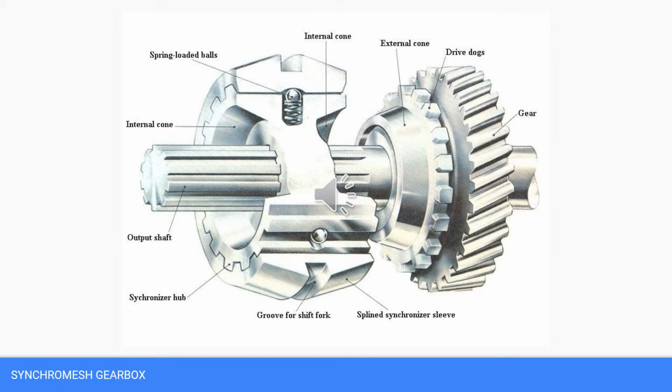The third type is the synchro mesh gearbox, which is the same as a constant mesh gearbox, but it has a built-in synchronizer mechanism which makes sure that the shaft and gear rotate at the same speed before the dog clutch is engaged. It has a friction cone which matches the speed of the gear and dog clutch and a blocking ring that makes sure that the dog clutch does not engage prematurely.